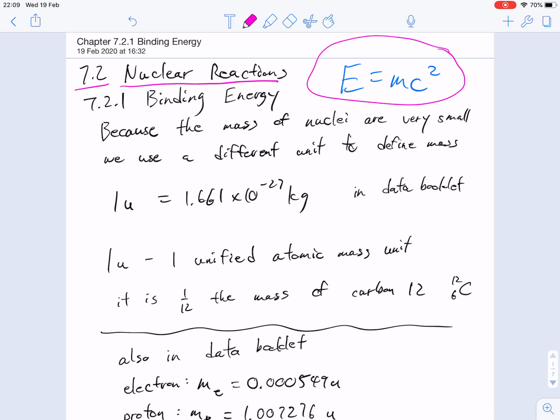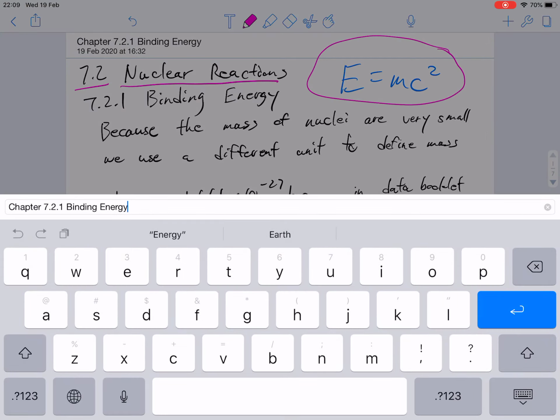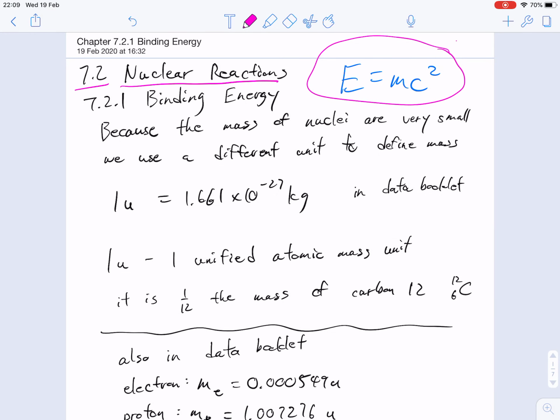Associated with probably one of the more famous scientists in physics and probably all of science, Albert Einstein. So this is Einstein's famous equation here.